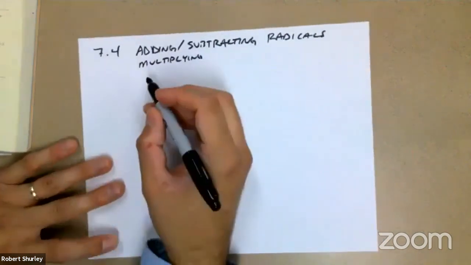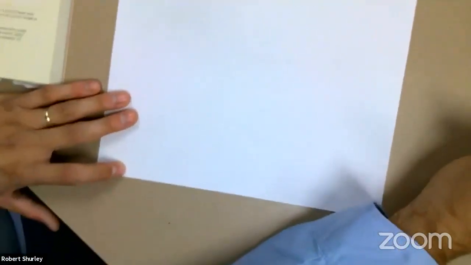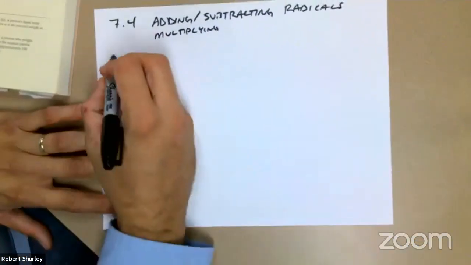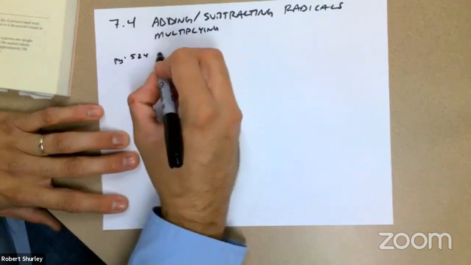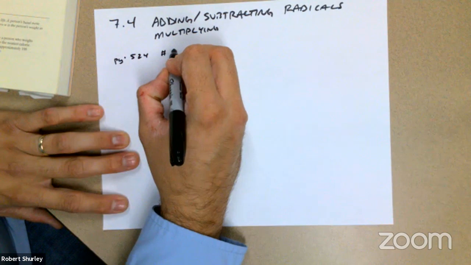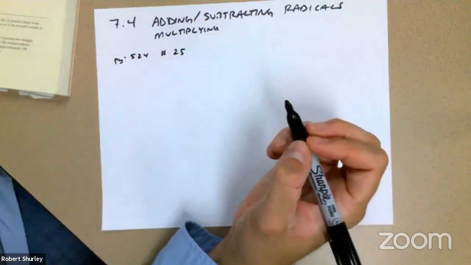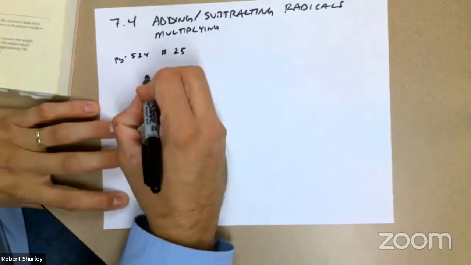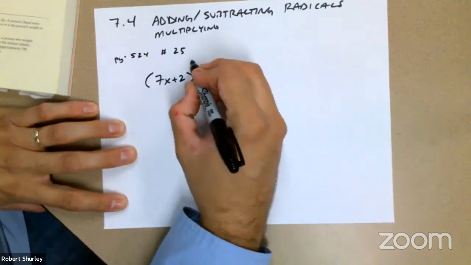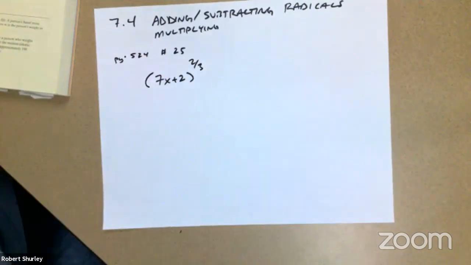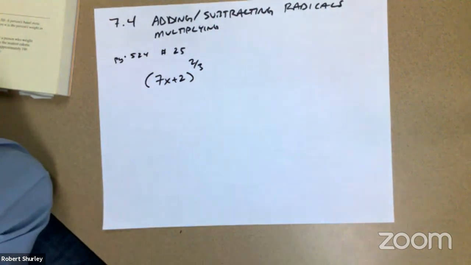So this is 7.2, page 524, number 25. Okay, yeah, this one's not a big deal. It just looks goofier. If you've got 7x plus 2 raised to the 2/3, the question asks to use radical notation to rewrite the expression.